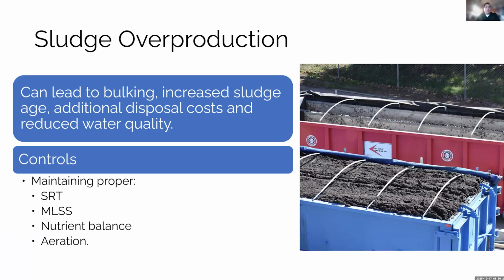Now, as we've insinuated, sludge overproduction is a serious issue that can lead to abnormal wastewater conditions in our activated sludge. A lot of times, sludge overproduction can lead to bulking, increased sludge age, additional disposal costs, and reduced water quality. Some ways to control this are maintaining proper sludge age, the SRT, making sure that we don't have excess MLSS, making sure that we don't have excess nutrients, and that we're removing biological oxygen demand and, to a lesser extent, ammonia, and then making sure that we are not excessively using aeration.